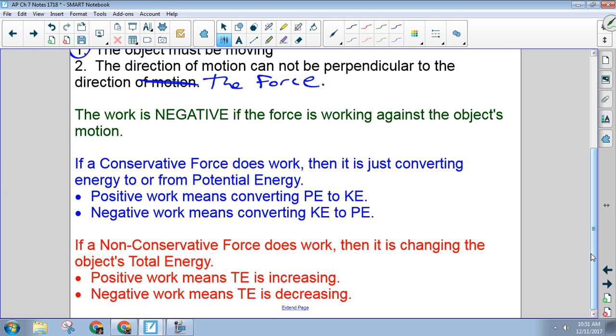And this last part of the page, we'll deal with a little bit more later, but I'm going to say it now just so that it's at least planted in your brain, to hopefully refresh your memory from last year. This won't come up for a couple more sections. Conservative forces, when they do work, the only thing a conservative force can do is convert either kinetic energy to potential energy or vice versa. Non-conservative forces are important because they change the total amount of energy that an object has.